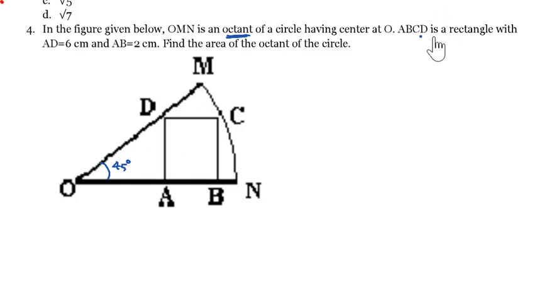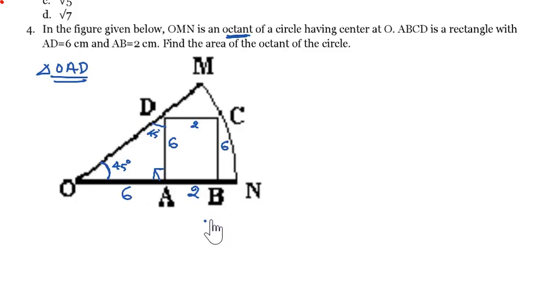Clear? Apart from that, we have been given that ABCD is a rectangle, and AD is 6. So if AD is 6, I can say BC is also 6, right? Similarly, if AB is 2, then DC is also 2. Now observe the triangle OAD. If you look at this triangle, this angle is 90, this is 45, so this is also 45 degrees. So it's an isosceles right angle triangle. So I can say that the length of OA is also 6.